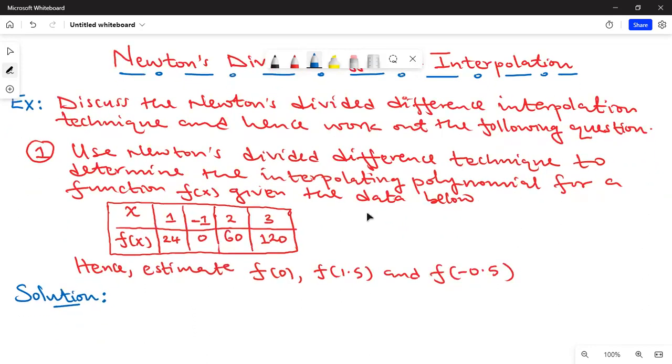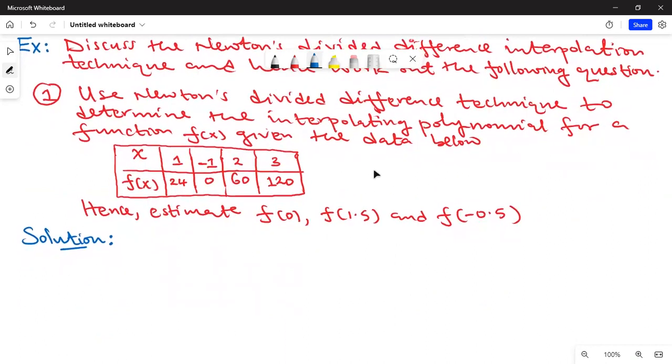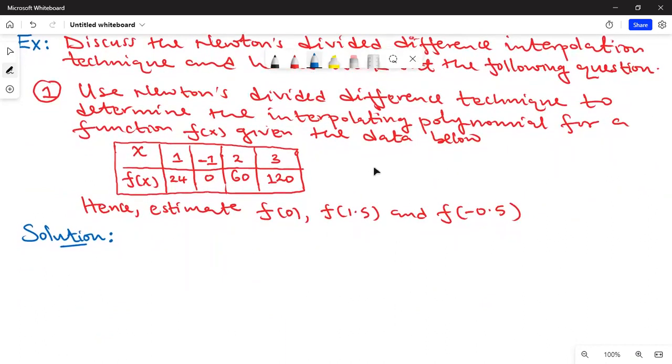So first of all, let's derive the formula for the Newton's divided difference interpolating polynomial. Once we have found it, we'll use it on the data that is given, and then use it to approximate the values of f when x is 0, when x is 1.5, and when x is negative 0.5.